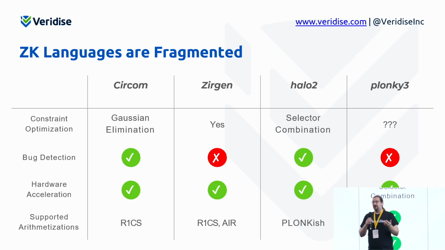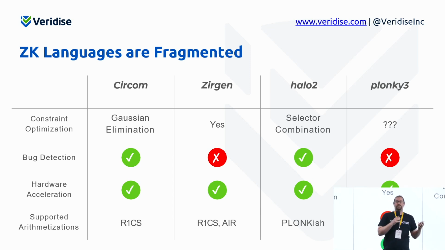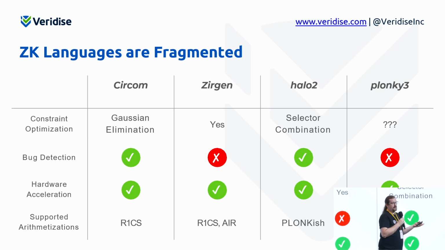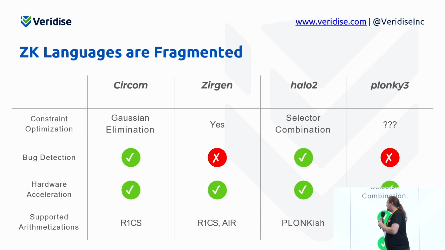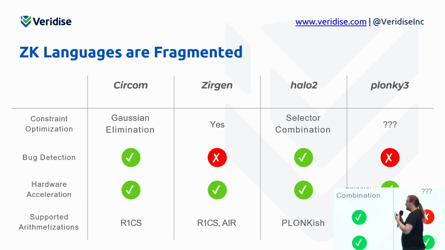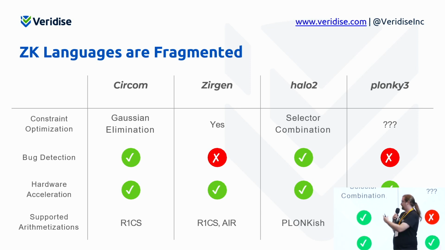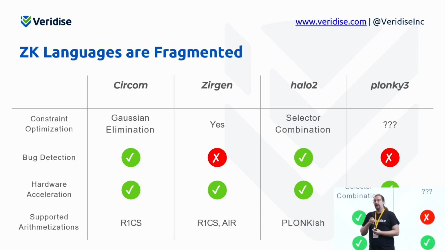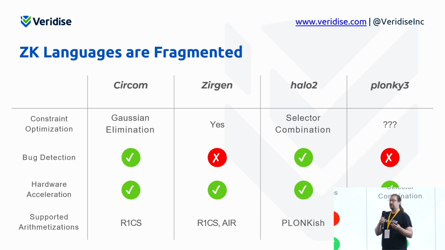And finally, a lot of you who are writing ZK applications are probably very interested in hardware acceleration because you want to make proving faster. And as you can see from this table, there's kind of a lot of variance in this, where all of them have some form of hardware acceleration. However, they often diverge in the type of hardware acceleration that they have, where some accelerate specifically for CPUs, others have GPU support, and so on. In addition to that, only about half of the languages that we're looking at actually have any sort of bug detection utilities.